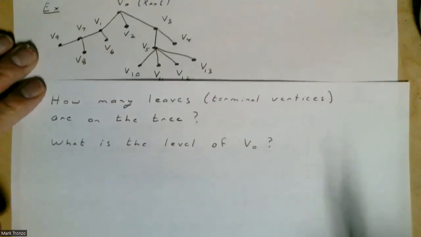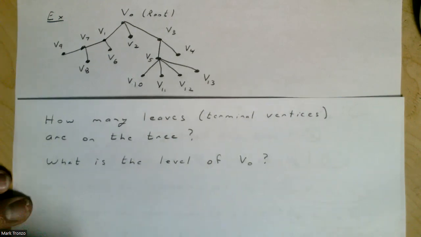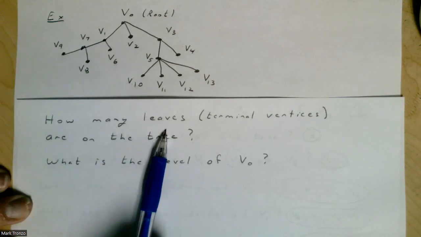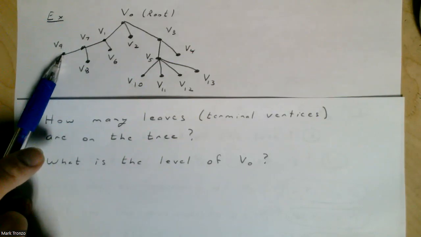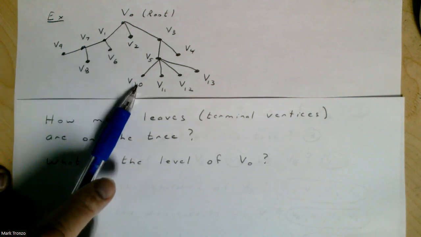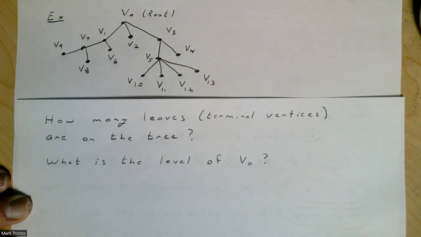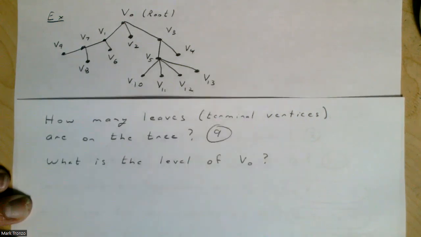And the next question, how many leaves or terminal vertices are there on the tree? And again, remember the leaves are vertices with degree 1. That'd be 1, this one here, 1, 2, 3, 4, 5, 6, 7, 8, and 9. Don't miss this one up here. So it looks like that is 9.